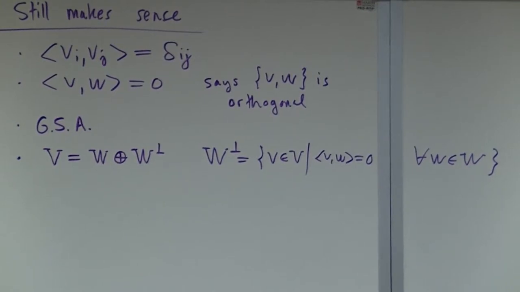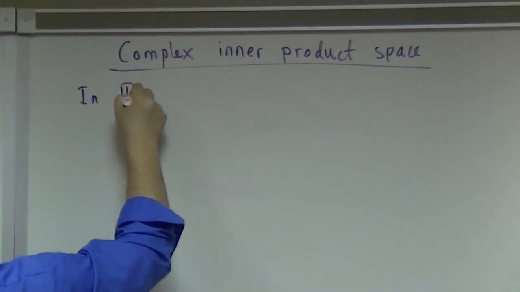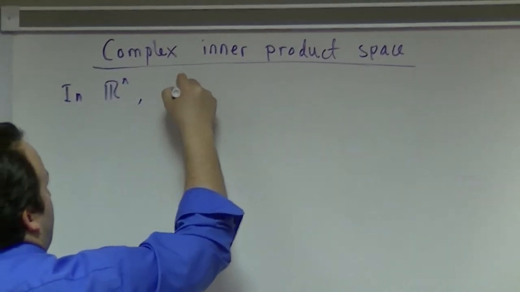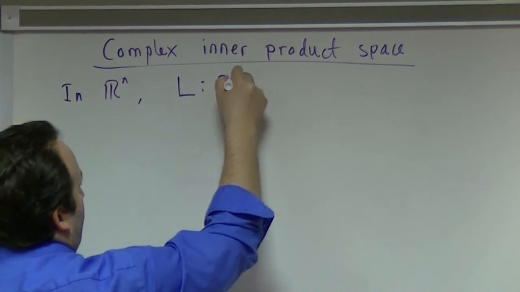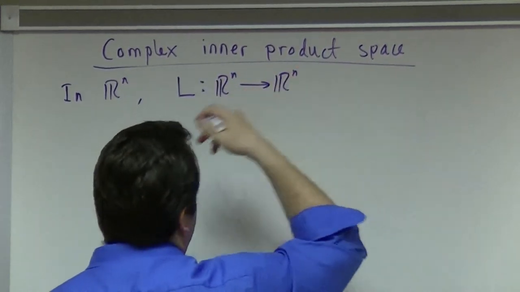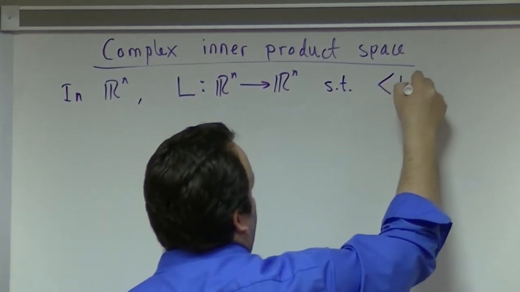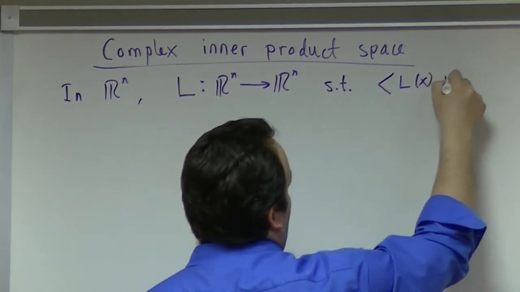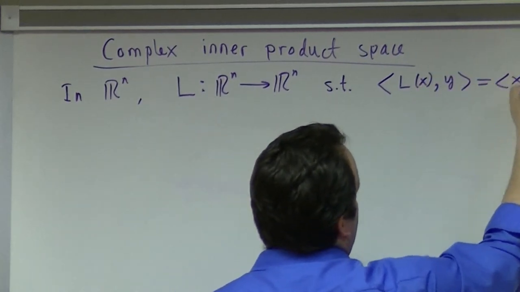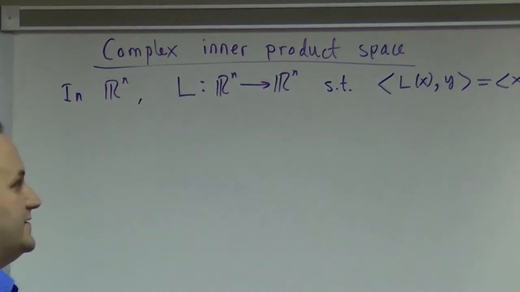Okay, all right. Just skipping back to Rn for a second. In Rn, we can have a linear transformation L from Rn to Rn. And if we have such a transformation such that L of x, comma y, is equal to x, comma L of y, and here I'm just talking about the dot product, that says something about the matrix of such a transformation.